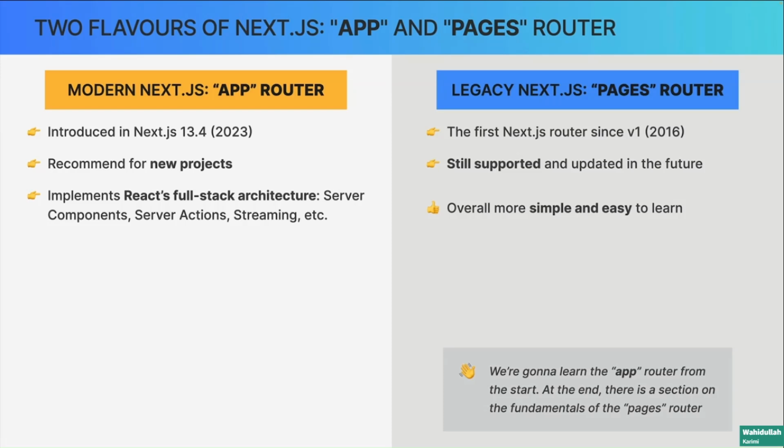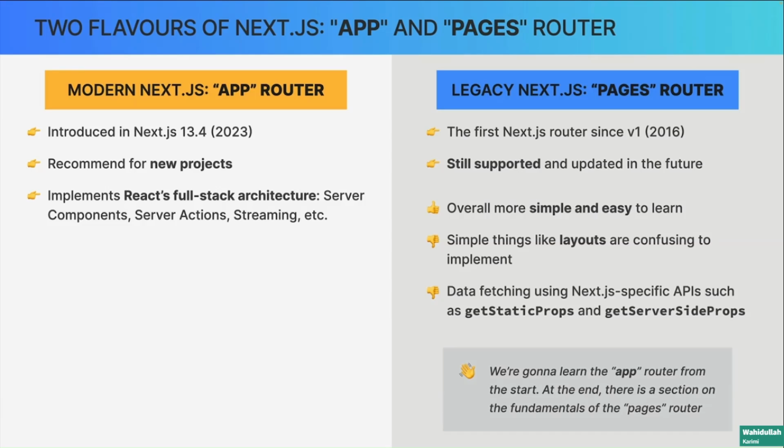For example, things that should be easy, like building application-wide layouts, are pretty confusing in the pages router for some reason. Also, to fetch data, we need to use some Next.js specific APIs such as getStaticProps and getServerSideProps, which are not native React functions and only work at the page level, not at an individual component level. In the app router, on the other hand, we can just use the fetch function that we already know in order to fetch data in any server component that we want, which is pretty awesome, as you'll see soon.